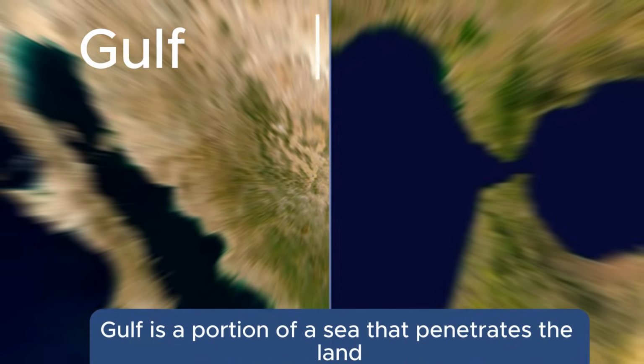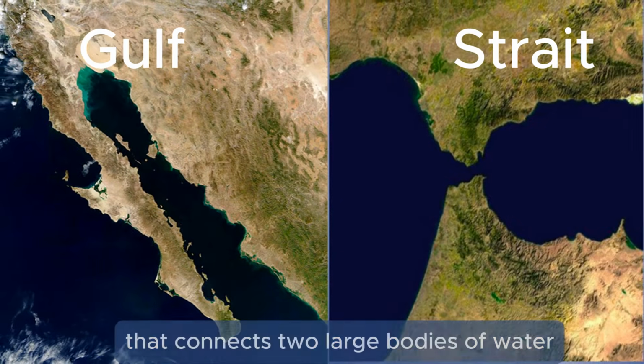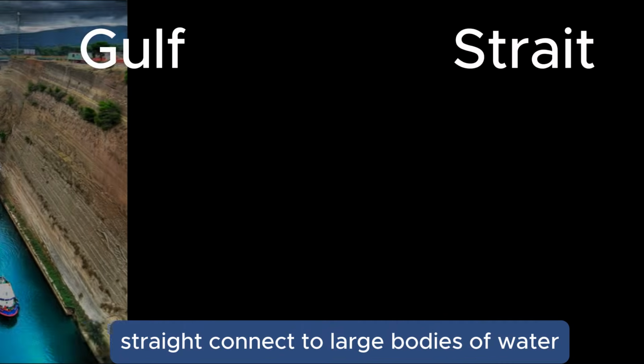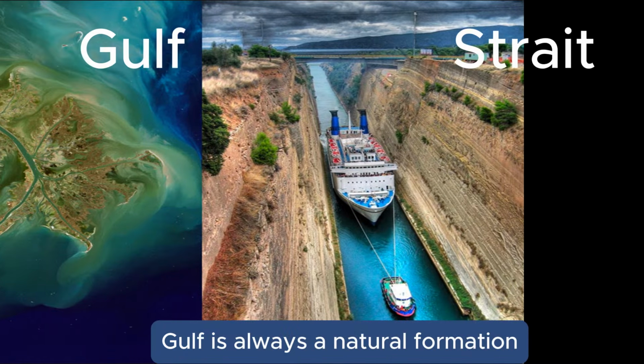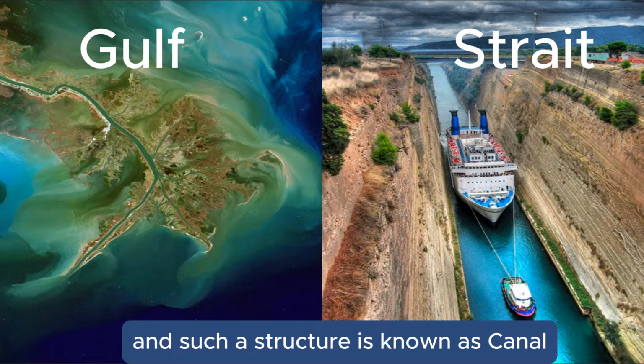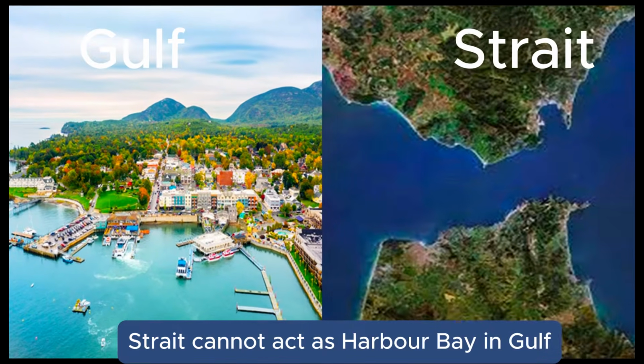Gulf and strait. A gulf is a portion of a sea that penetrates the land. A strait is a narrow passage of water that connects 2 large bodies of water. A gulf connects the land and the sea. A strait connects two large bodies of water. A gulf is always a natural formation. A strait can be man-made, and such a structure is known as a canal. A gulf serves as an excellent location for harbors. A strait cannot act as a harbor.